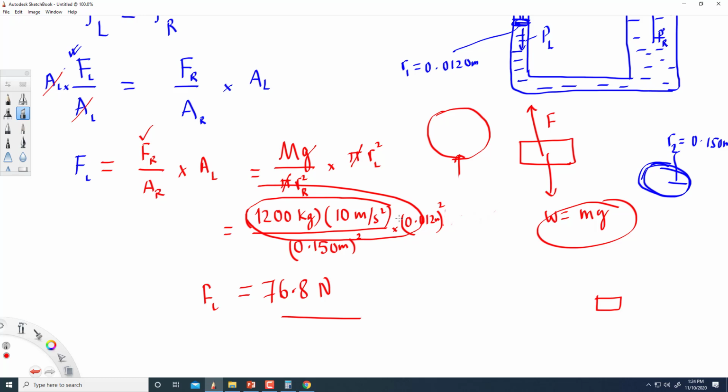Okay, so let's look at number 7. This is number 7 from chapter 6. Any question before I erase this? No? Okay. Let's look at number 7.